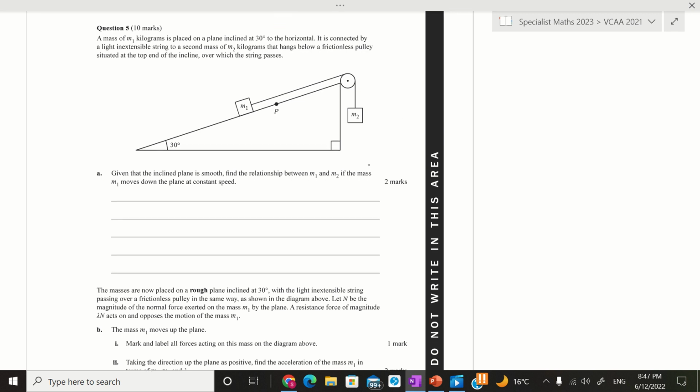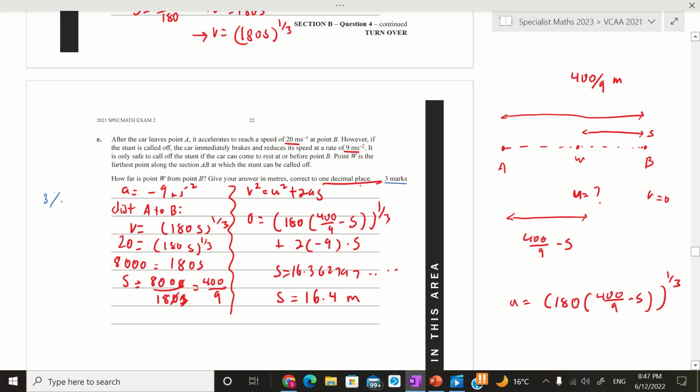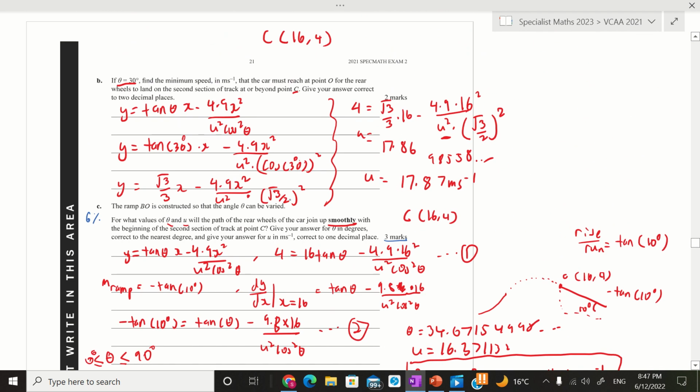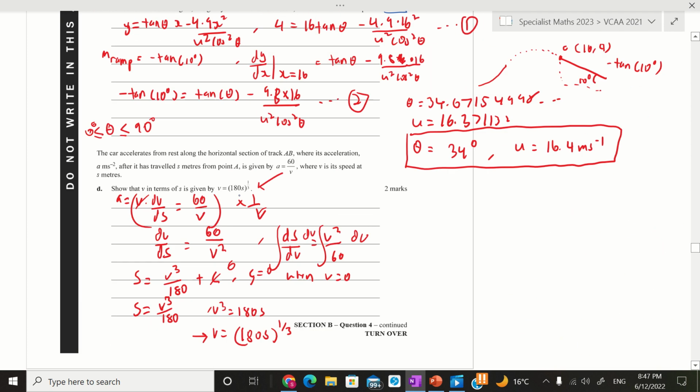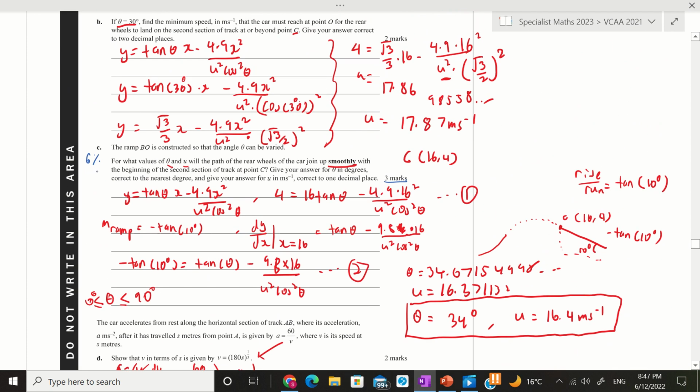Just before that, I wanted to point out that in the previous video I went through question 4, especially part C and part E. As you can see here, I labeled 6% and 3% there. These numbers represent the percentage of students that actually got the full 3 marks on this question. Why do I think such a low number got these both correct? From my own experience as a student, students tend to ignore some of the hints that VCAA gives you.